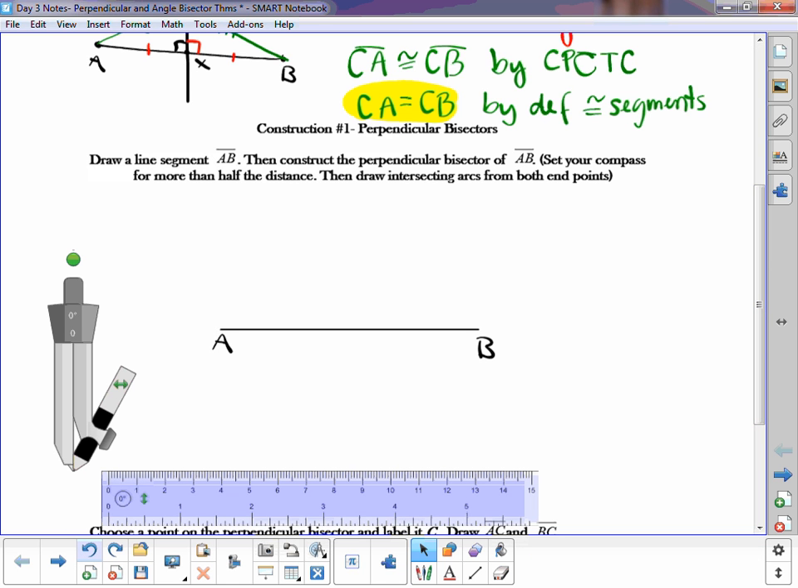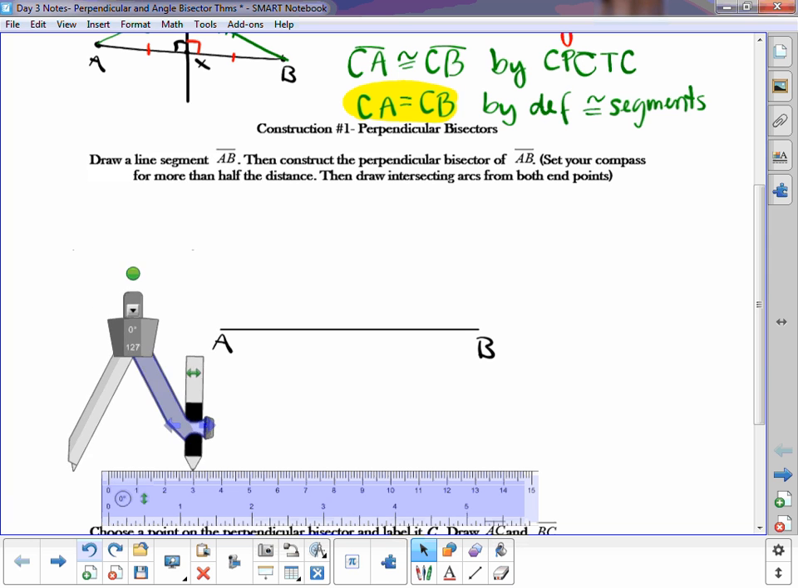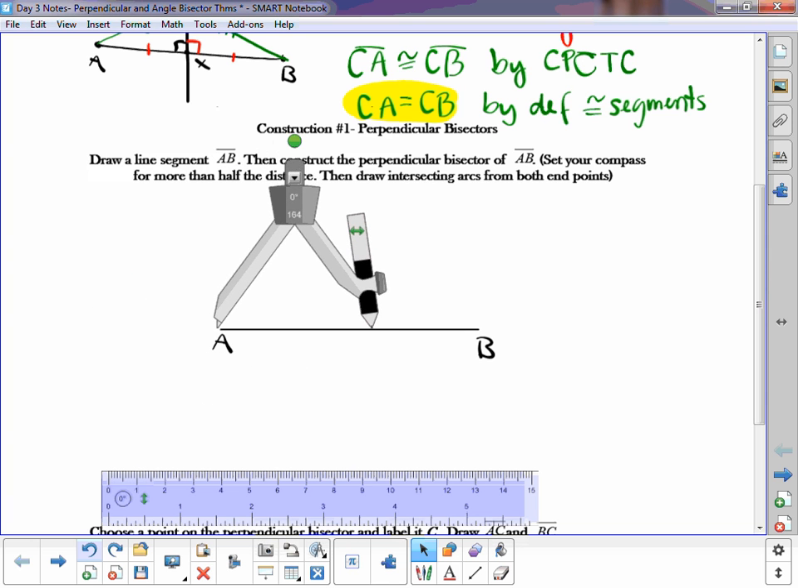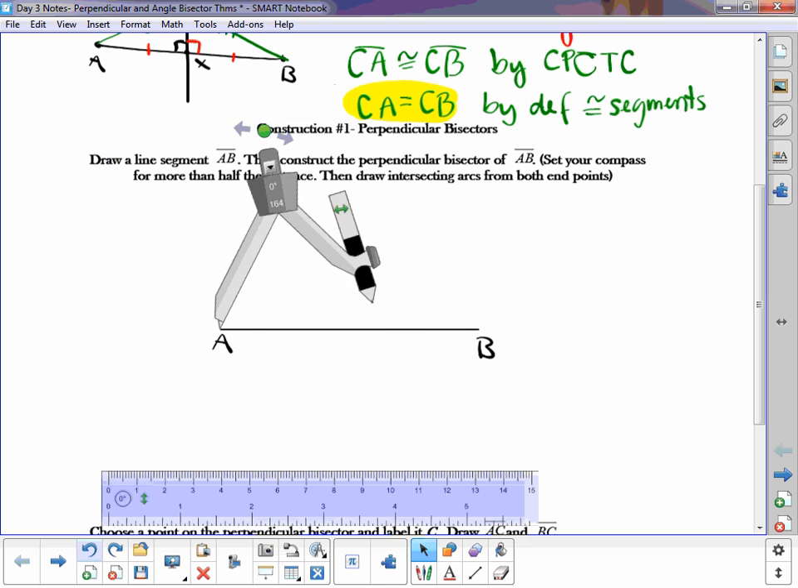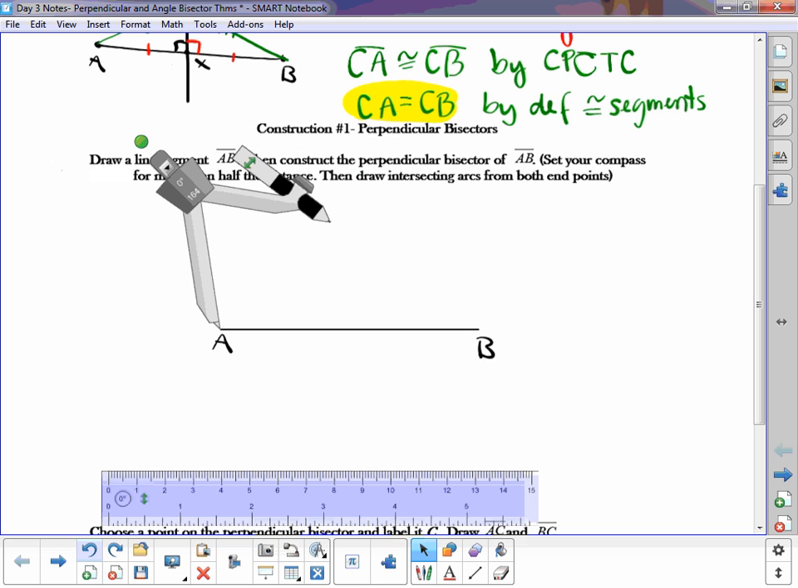Okay. So then it says construct the perpendicular bisector of AB. If you forgot how to do it, we'll do it together, and it gives you a reminder here in the parentheses. Set your compass for more than half the distance. I'm just checking that it's more than half. That looks good. And draw intersecting arcs from both endpoints. Once you've chosen the distance for your compass, keep that the same, so tighten it real good. We're going to draw intersecting arcs above and below. You don't need to do the whole arc. You can just do little ones.